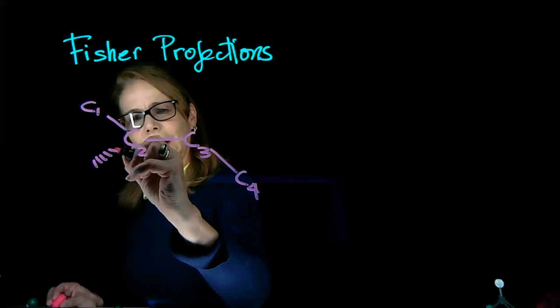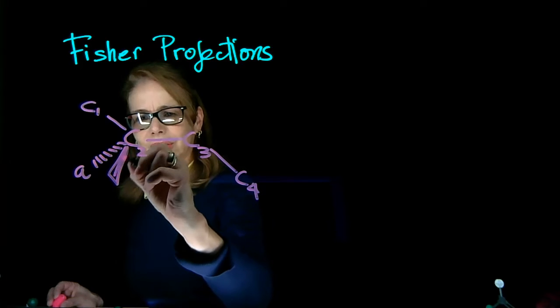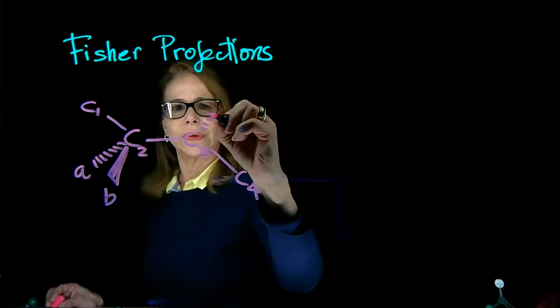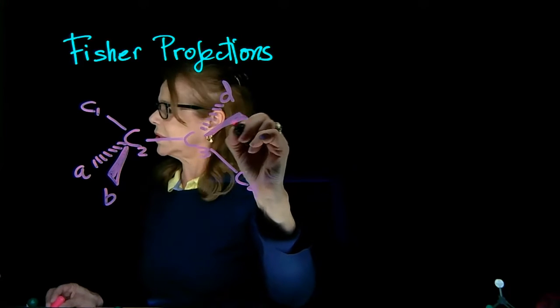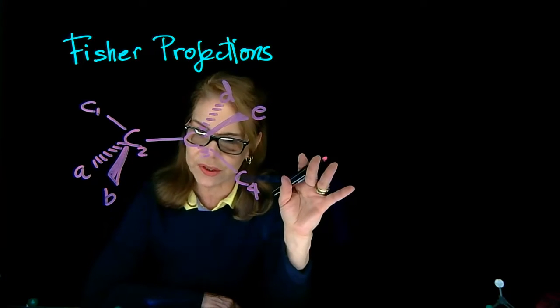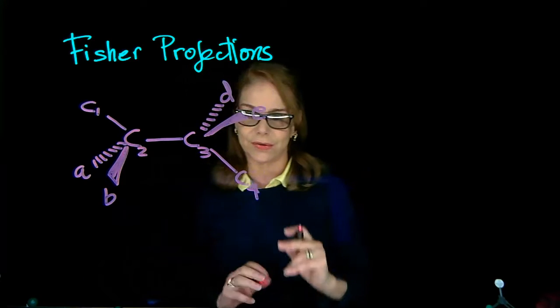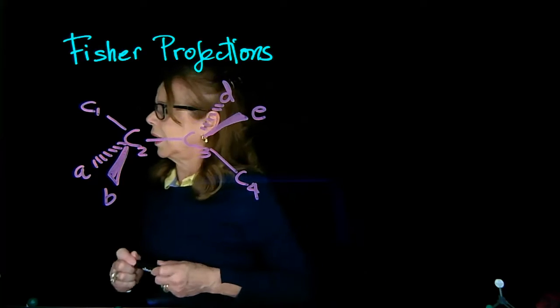Let's say that I have here A on the dash, B on the wedge, and here I am going to have substituent D and substituent E. So that is your wedge and dash. Both of these centers, C2 and C3, are chiral centers. They have 4 different substituents, each of the carbons.